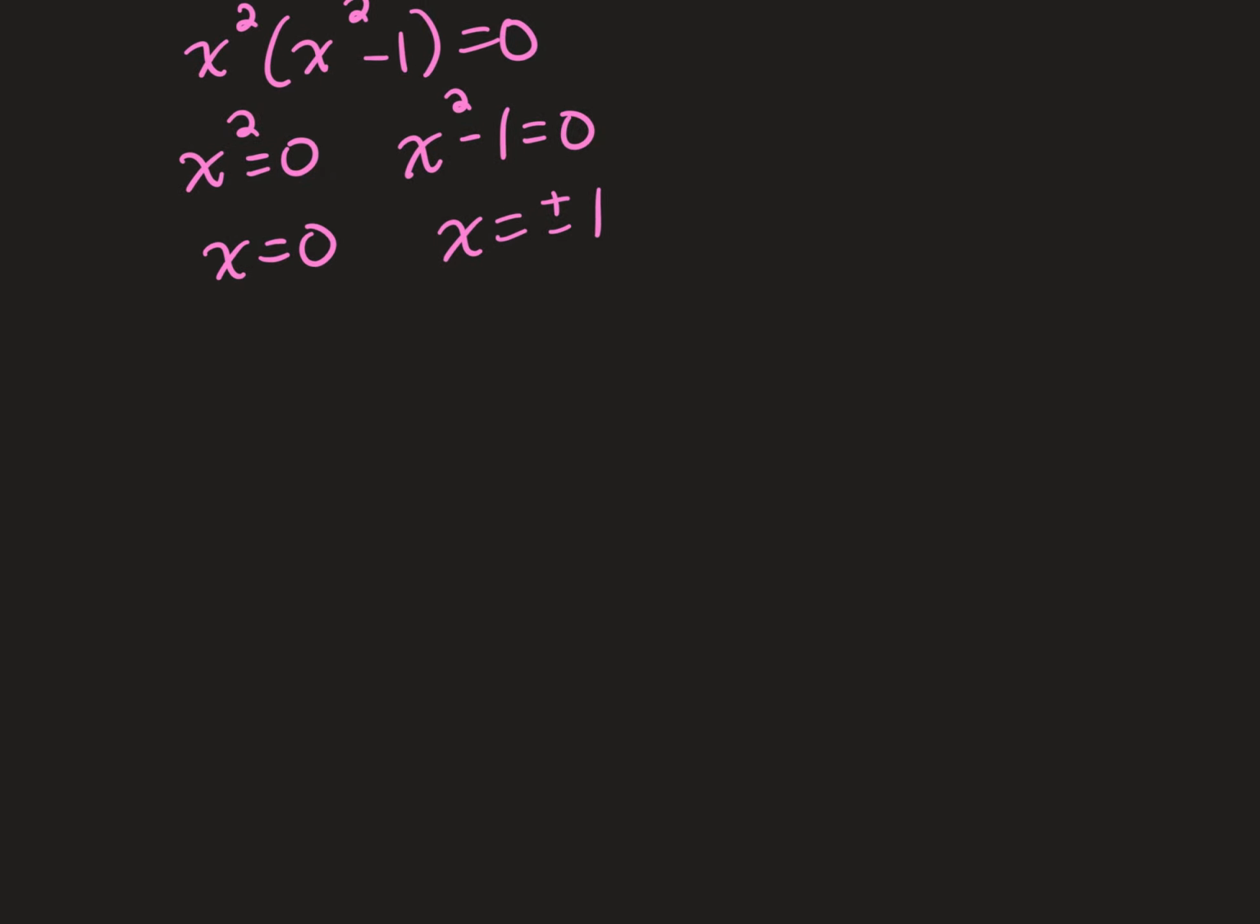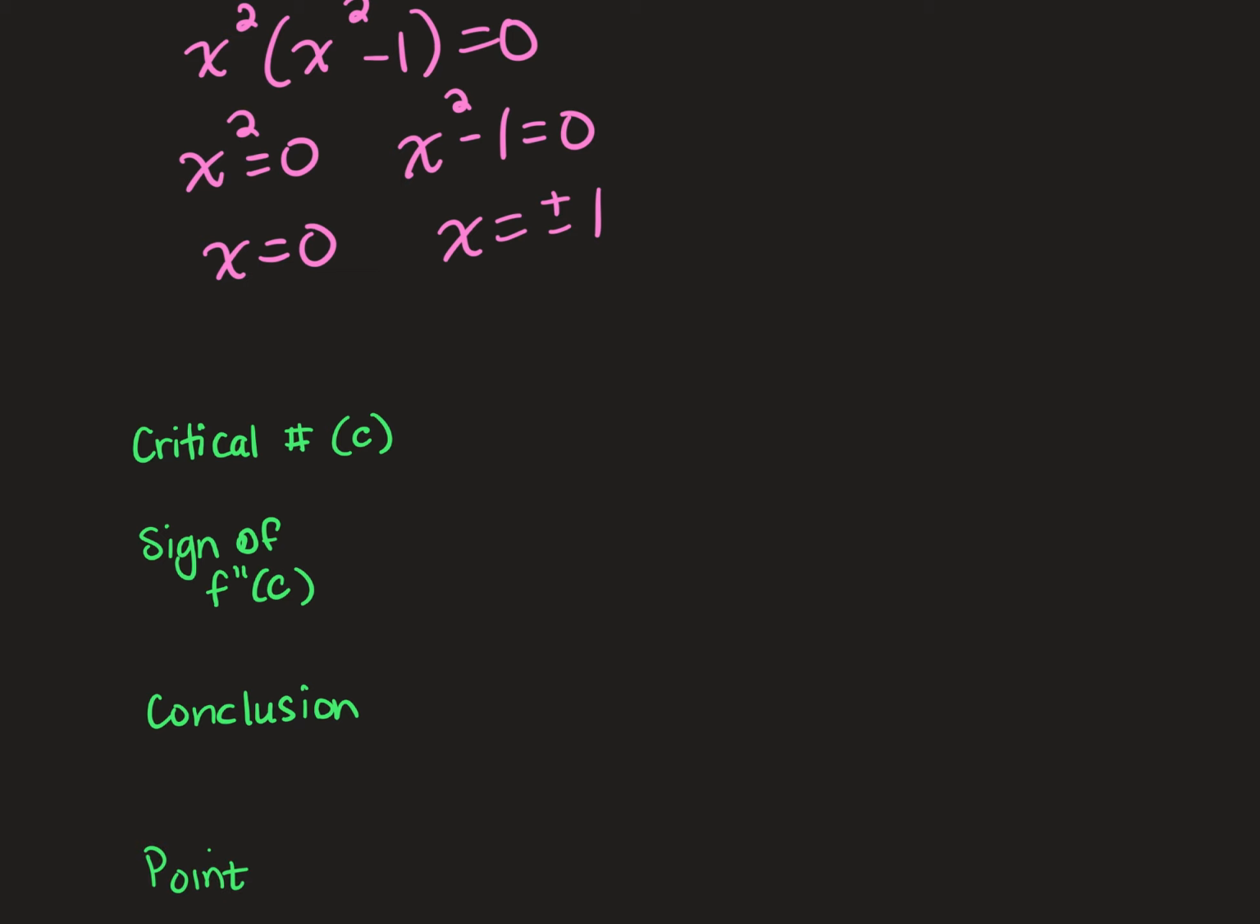So I'm going to use a table that's similar to what we've done before. We have our critical number. We have what happens when we plug it in to the second derivative. We'll call our critical number c, then f double prime of c, and then we'll make some conclusion. And then we need to know what the point is, right? Because that's what our minimum or maximum is. It's the actual point. So let's go ahead and fill in our table.